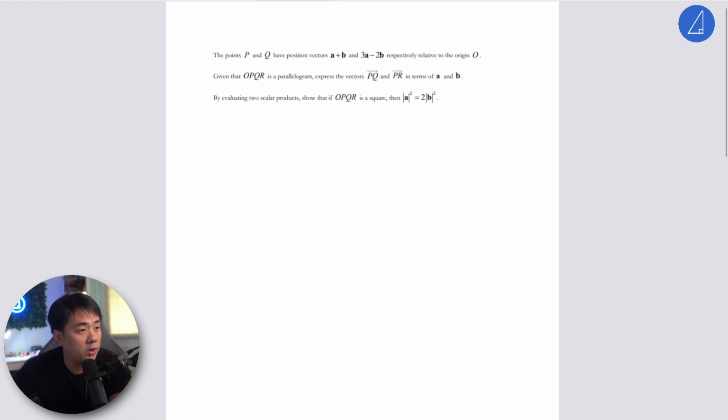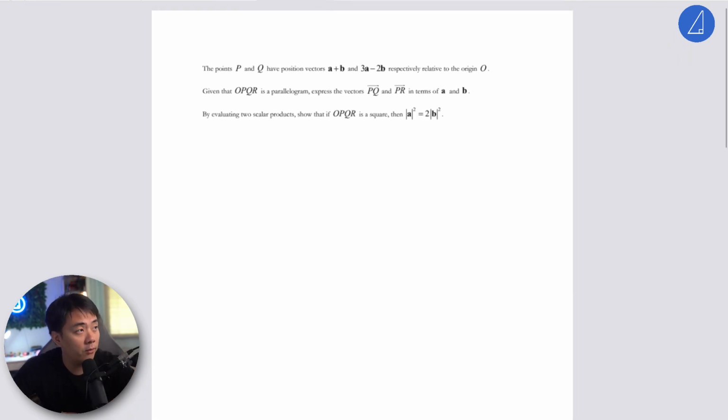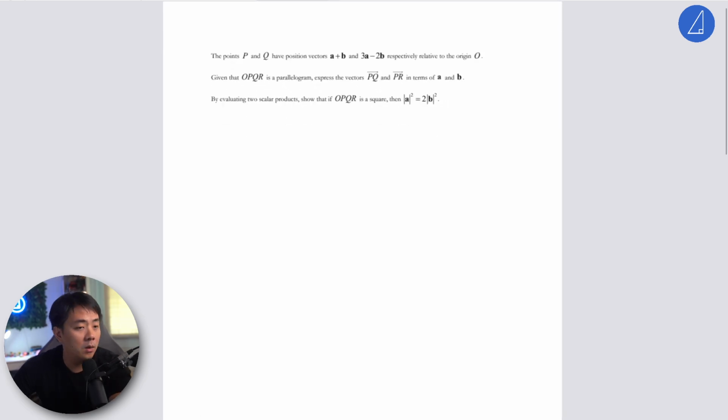Hi students, let's look at this question here, which is on vectors taken from one of the RI tutorials. I believe this is question 9. This was asked by one of my students. Let's see how I can do this proficiently.